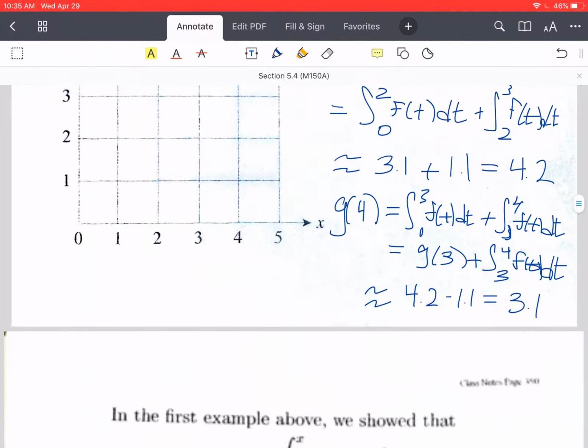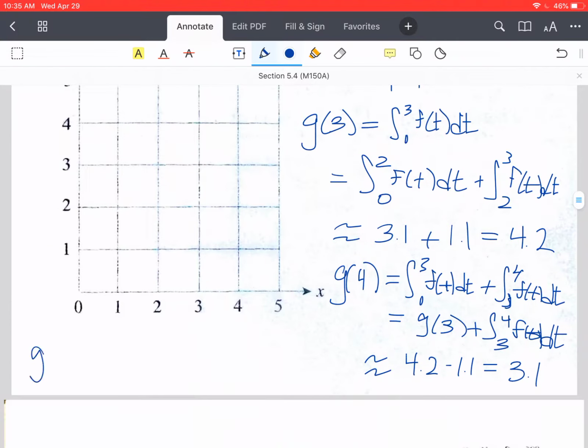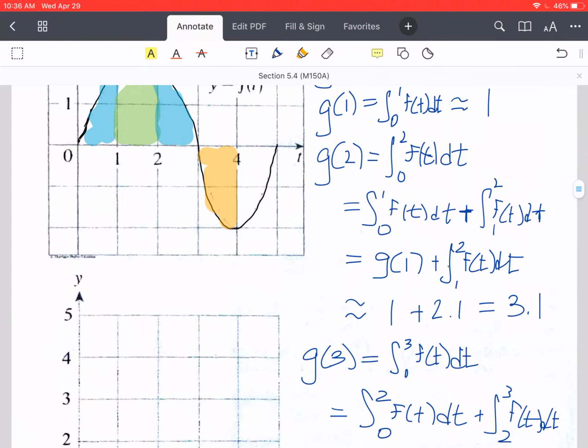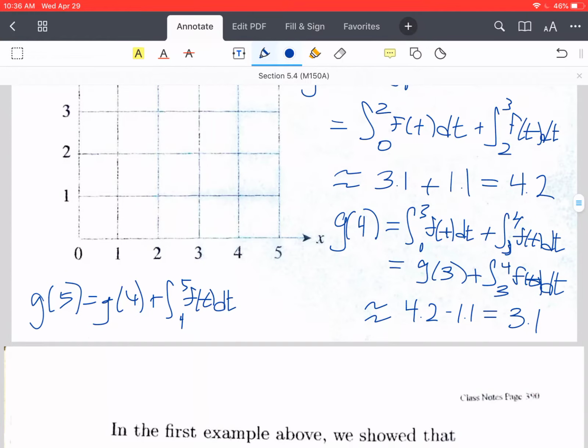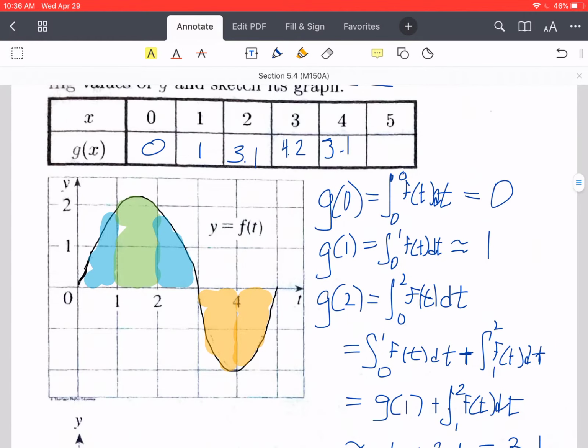Okay. And then g of 5. Let's do that real quick over here. So g of 5, that's going to be g of 4 plus the integral from 4 to 5. The integral from 4 to 5 looks about the same, right? I would say it looks about negative 1.1. So that would be approximately 3.1 minus 1.1, which is 2. So we would get g of 5 is about 2.